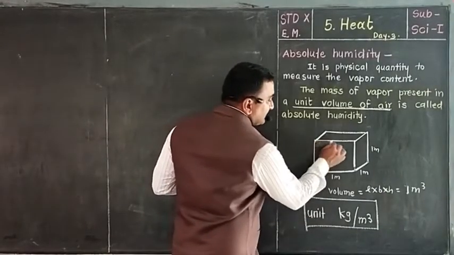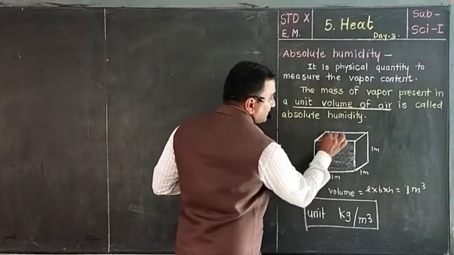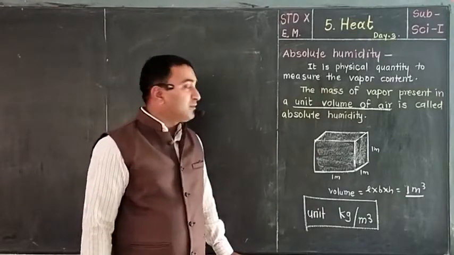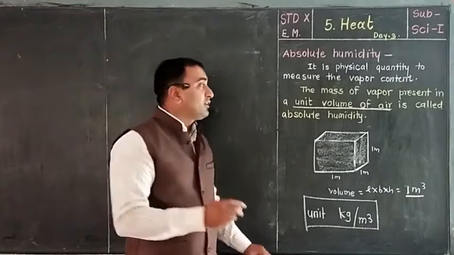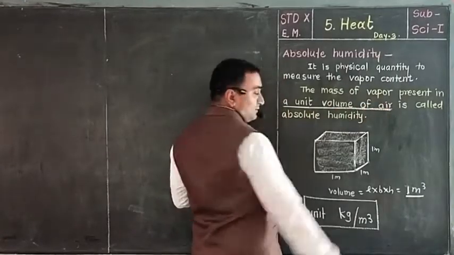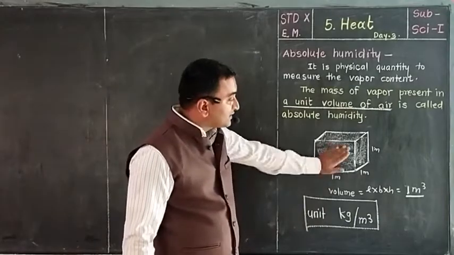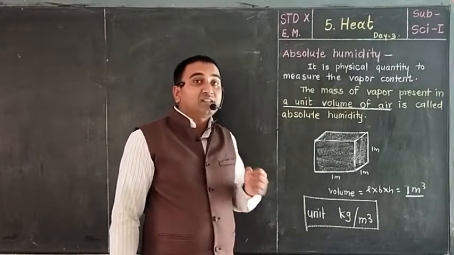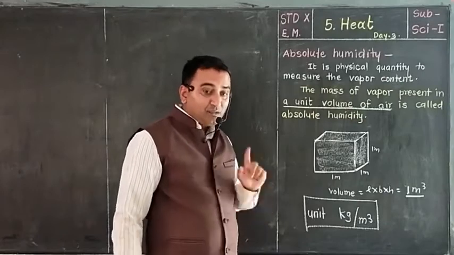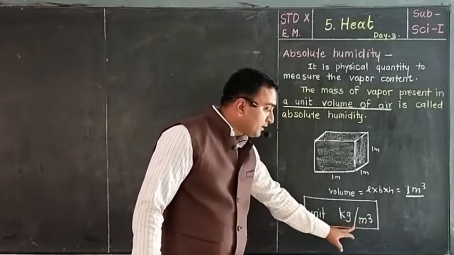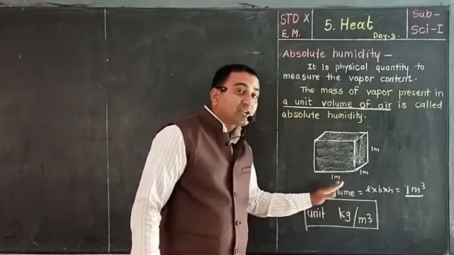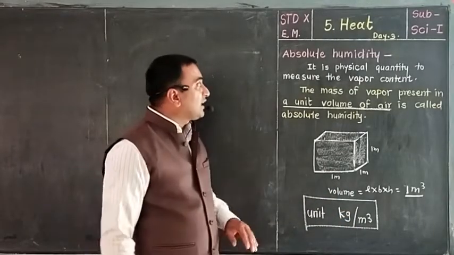And the air present within this box, that means the volume of this air is also now 1 cubic meter. And when the air block is 1 cubic meter, that air block is considered as a unit, meaning 1 cubic meter volume of air. Then within this air block, how much water vapor is there? What is the mass of water vapors? That is called absolute humidity. See here, the unit is kilogram per cubic meter. That means in 1 cubic meter of air, how many kilograms of water vapors are there? That is called absolute humidity.